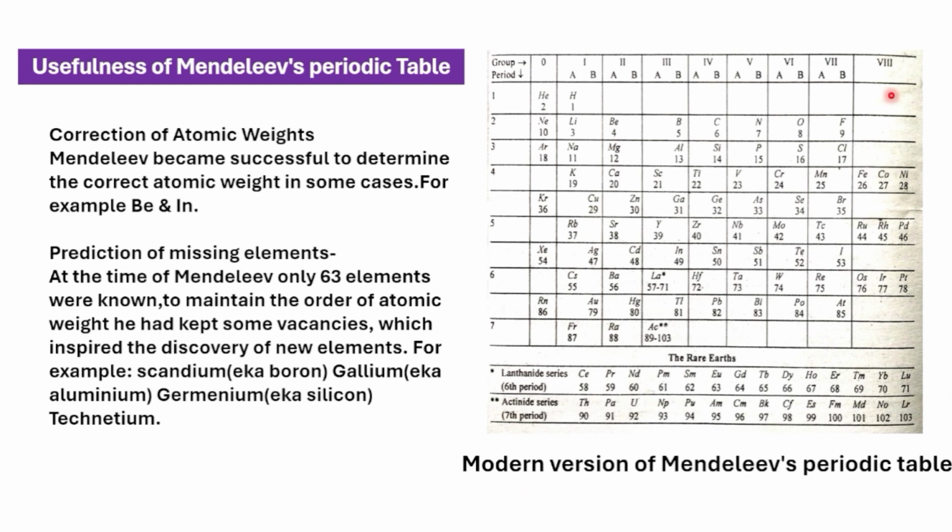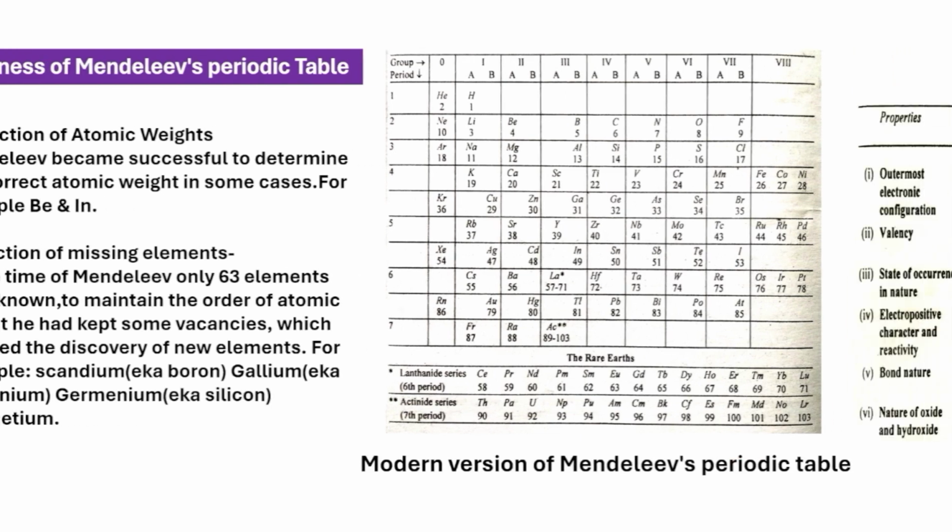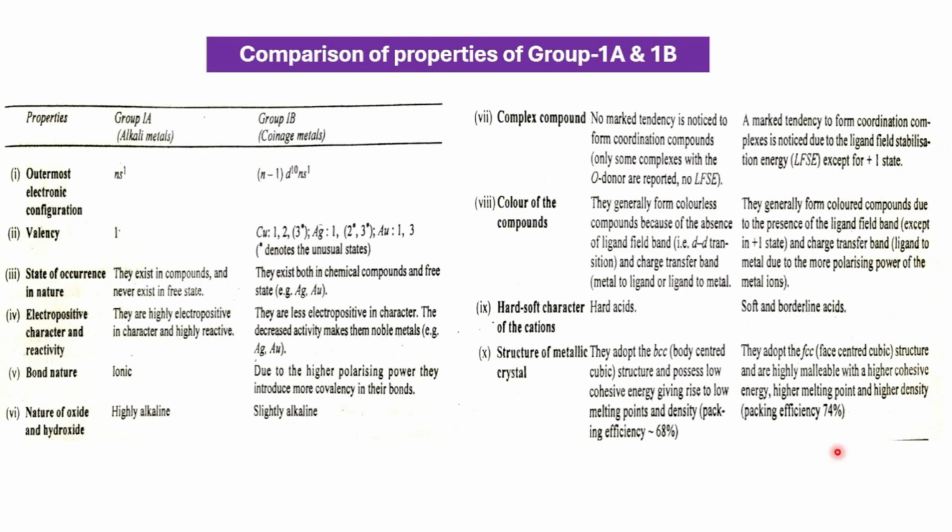Now this is the modern version of Mendeleev's periodic table. Next, we will do the comparison of the properties of group 1A and 1B. For that, you can see, group 1As are called alkali metals, and at that time group 1B were called coinage metals. You can see the outermost electronic configuration is ns1, and here (n-1)d10 ns1.